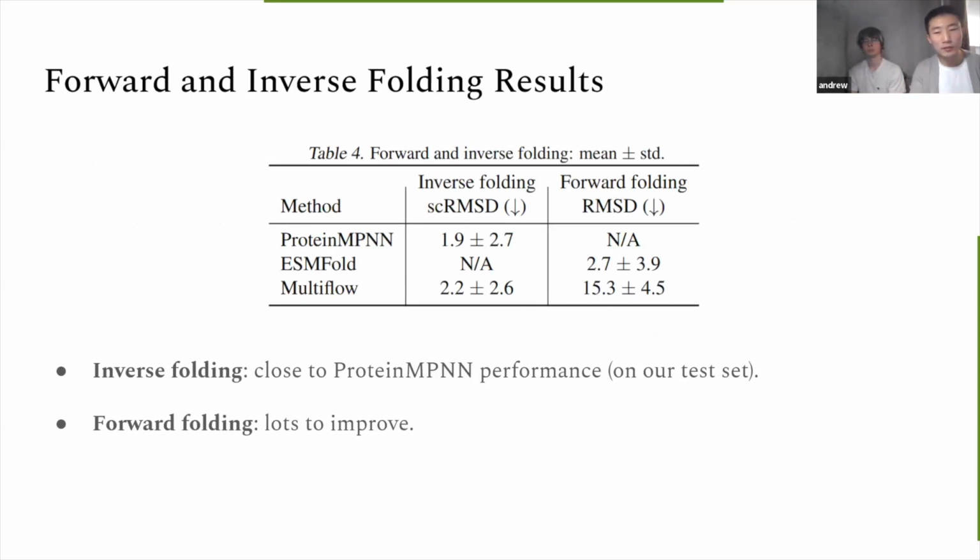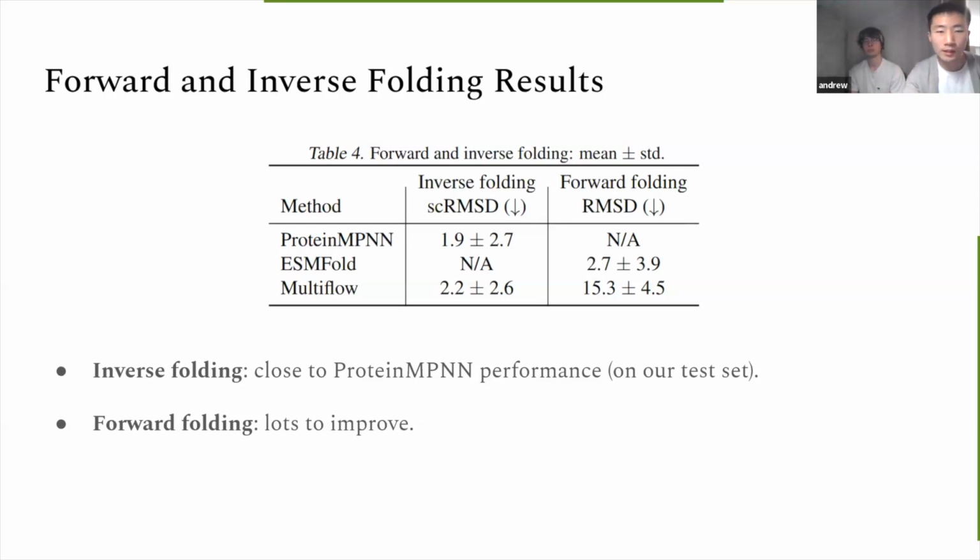But for forward folding, we found that we do very poorly compared to ESMFold. This is something that we're aiming to improve in the forward folding result of this general model. You can imagine that ESMFold was trained on a lot more data. It has access to evolutionary information as well. So incorporating evolutionary information into Multiflow would probably boost the forward folding performance a lot too.